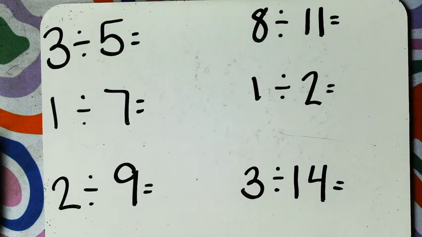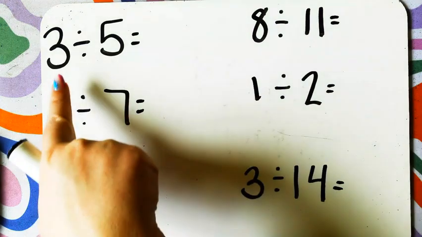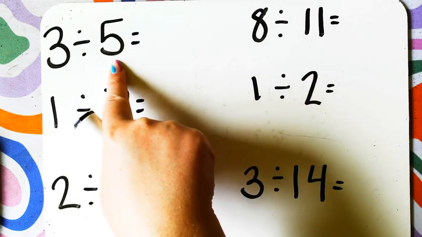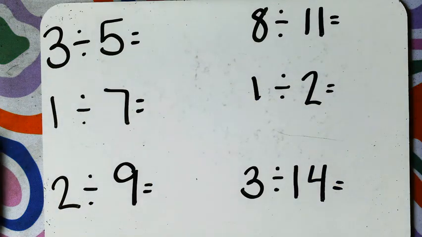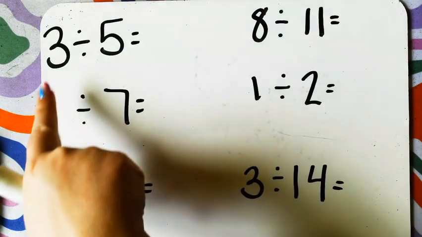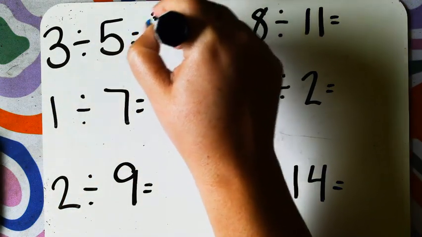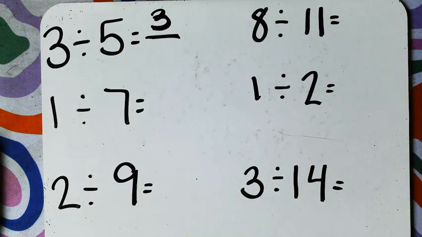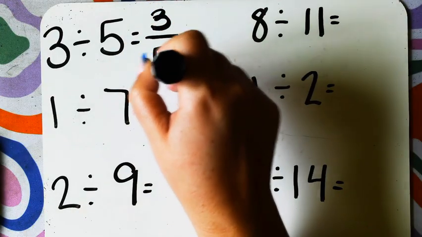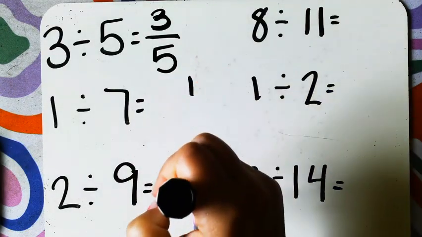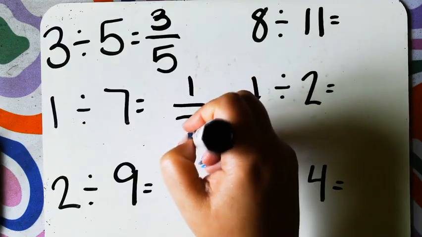Now it's your turn. Pause the video and try answering these questions. Remember that we're going to take our dividend and make it our numerator, and take our divisor and make it the denominator. Let's solve these. In this problem, I'm going to take 3, make it my numerator, take my divisor, make it my denominator. Let's try that again. 1 is my dividend, 7 is my divisor.